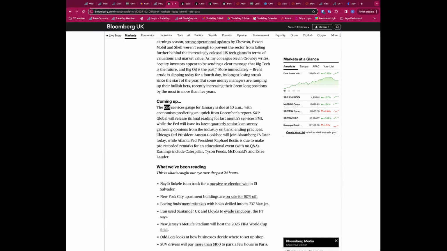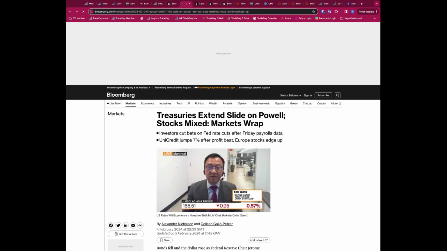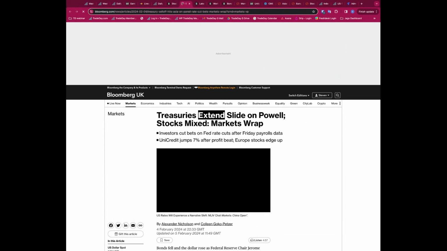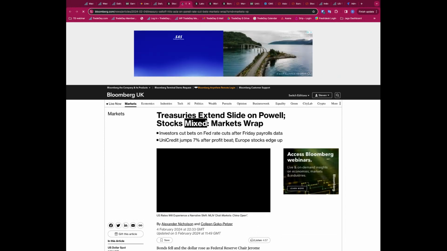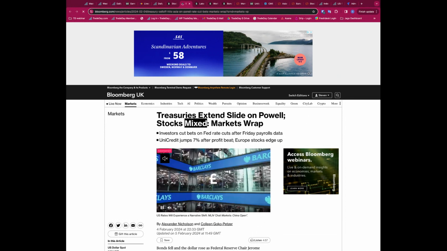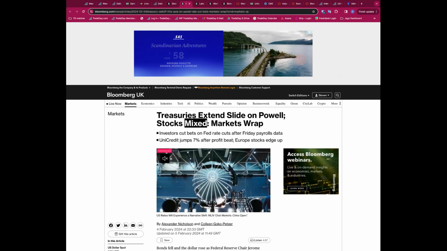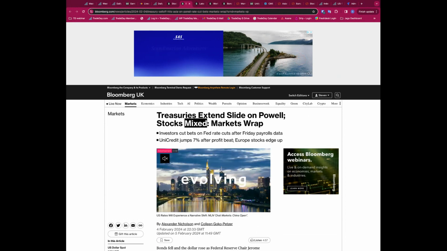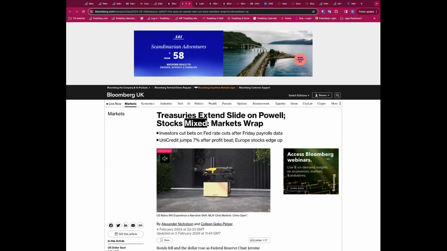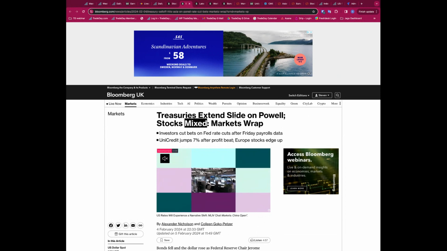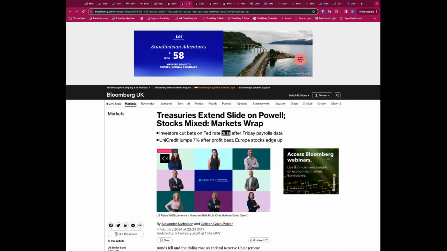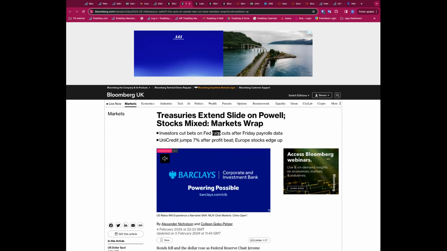Today we're looking at the ISM PMI numbers. So Treasuries extend their slide on Powell's comments, and stocks are mixed. Stocks are not really getting hit too badly, even though he was fairly hawkish. But we certainly see Treasuries continuing to sell off after Friday's US employment report, because of an anticipation of a less dovish Fed, and that's being added to this morning by Powell's comments.